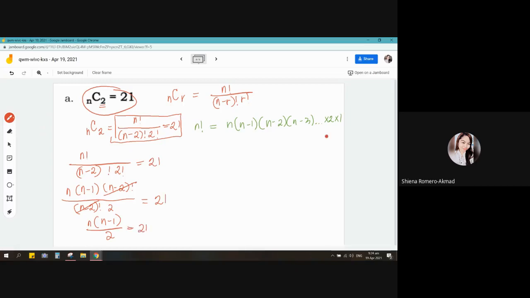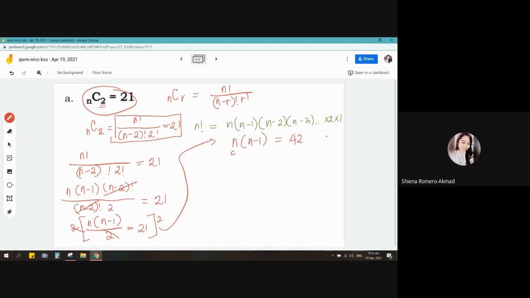So, ang gagawin lang natin, pwede na tayo mag-isip ng number, ano? Kung maisip nyo agad yung number, pwedeng ganon. Or, pwede din naman, kung hindi mo maisip, ano bang number yan na kapag divide by 2 is magiging 21. Pwede mo munang i-multiply sila both side by 2. So, that's n times n minus 1 equals 42. Diba? So, what is that number?